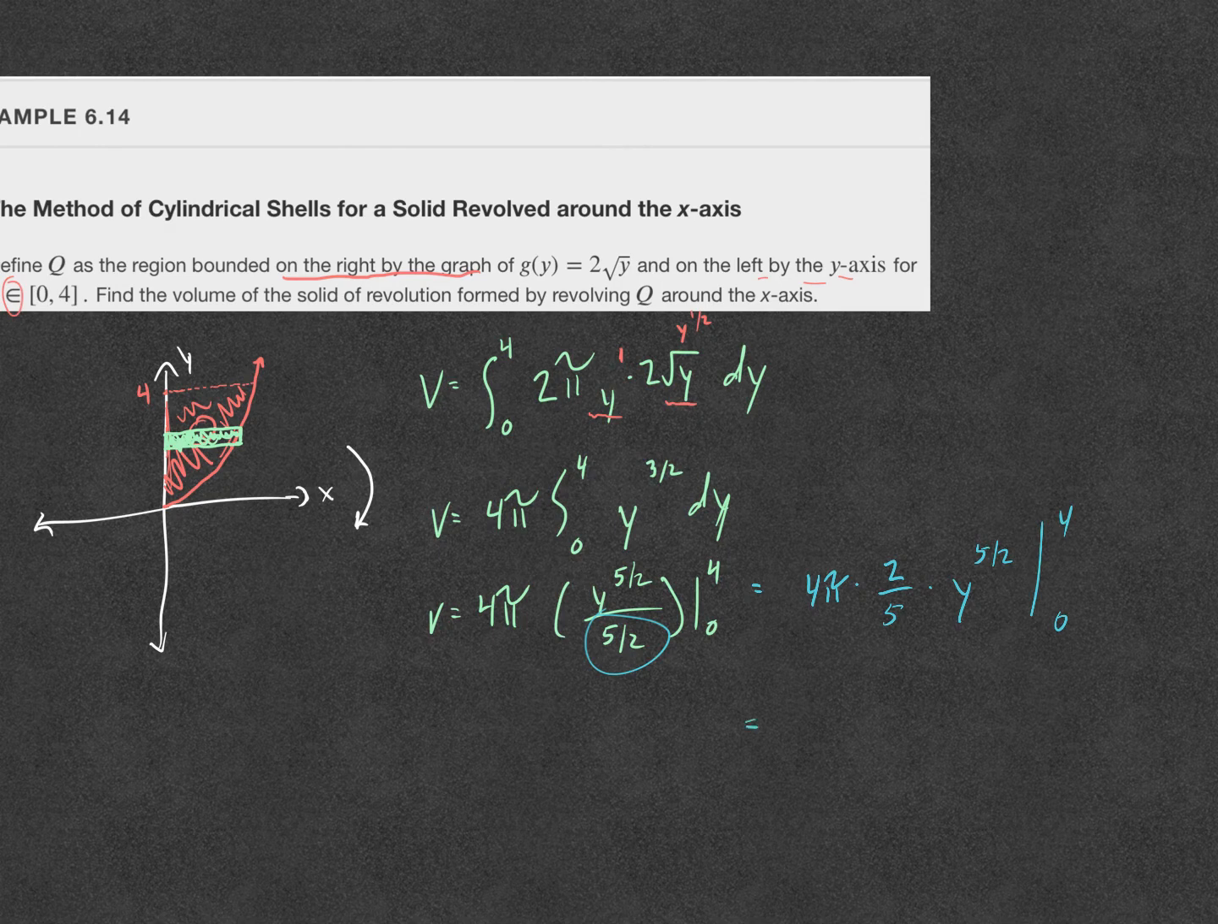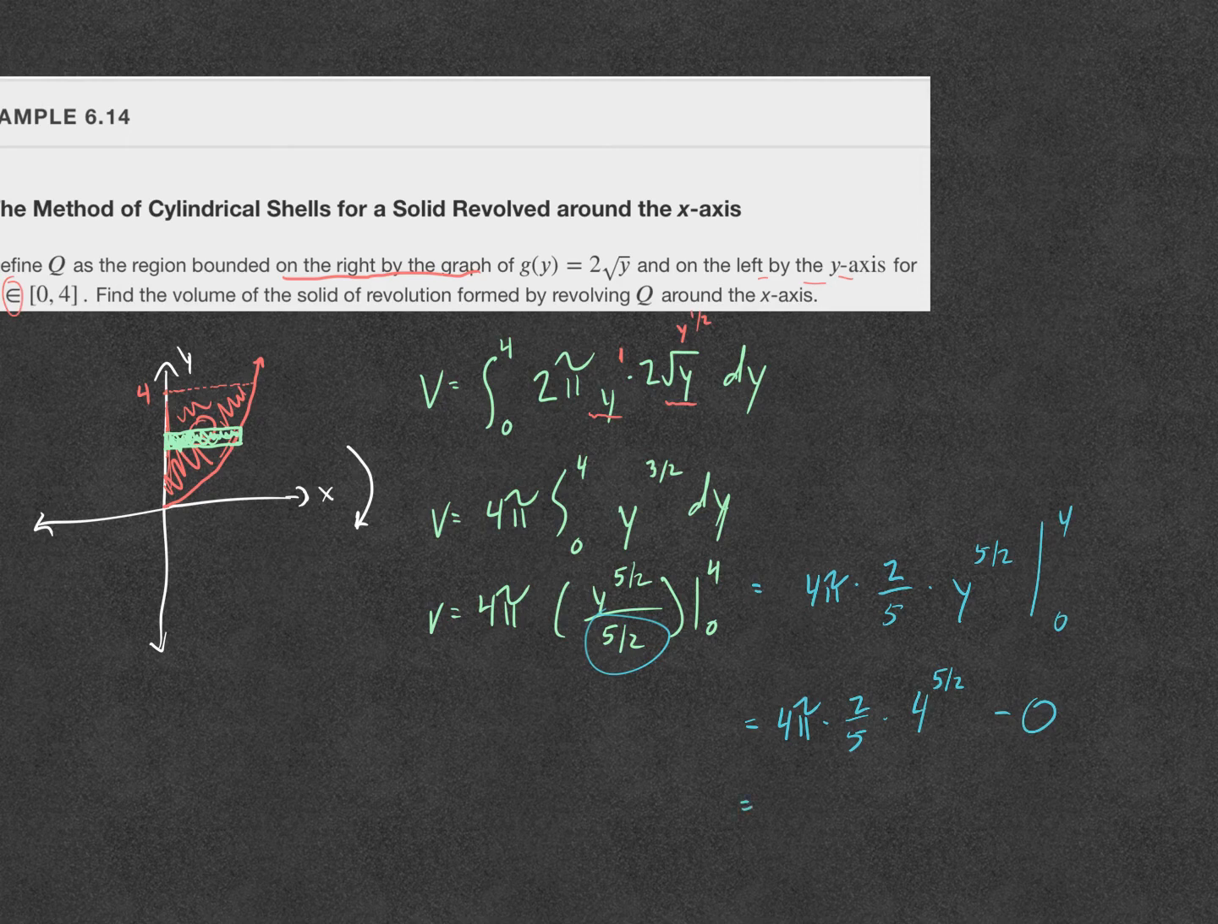Top bound minus bottom bound. Bottom bound gives you 0. 4 pi times 2/5 times 4 to the 5/2 power, and then the bottom bound is 0. It's not always 0, but it often is, so it's always important to consider that. And then simplify all of that arithmetic.